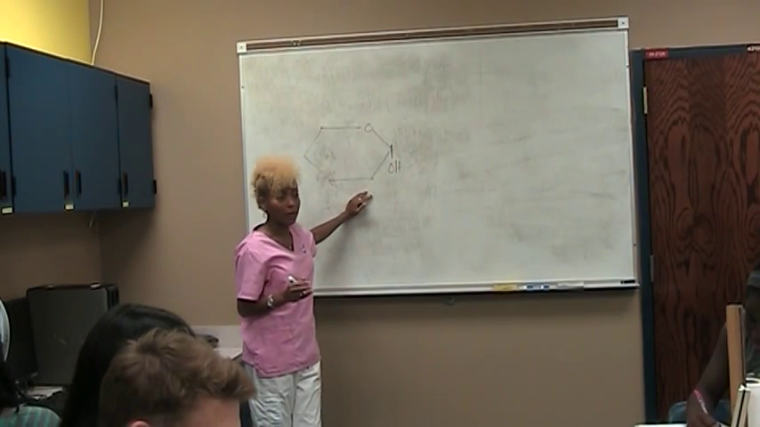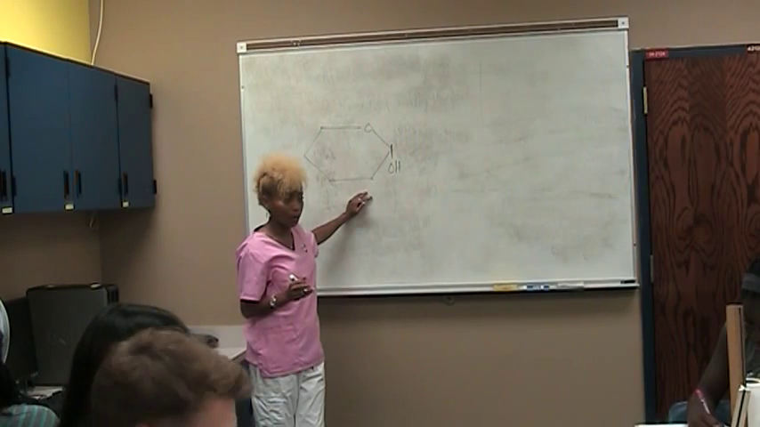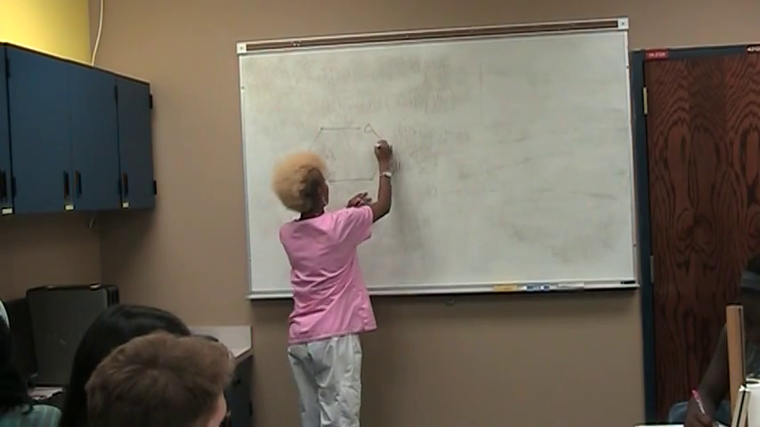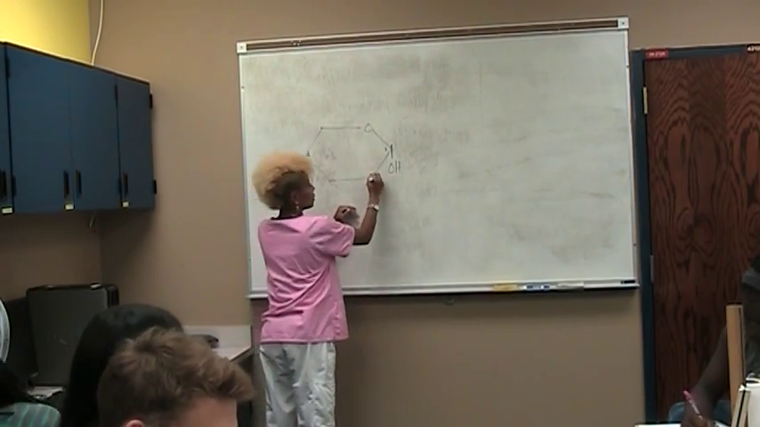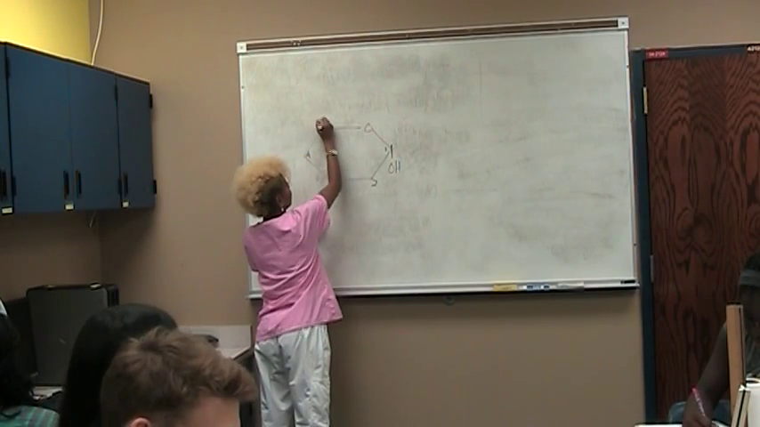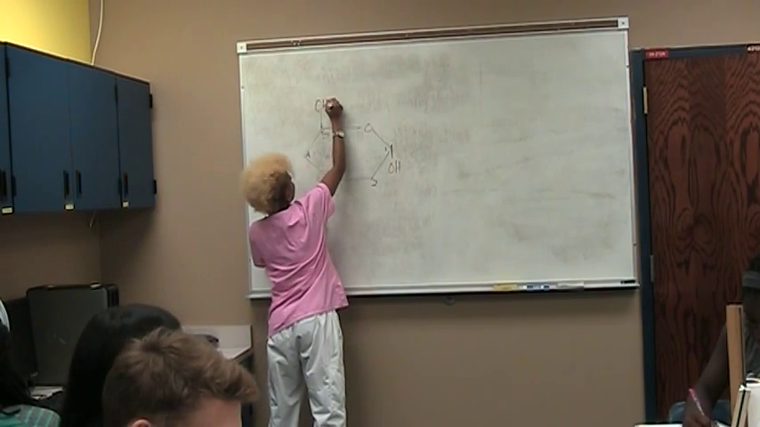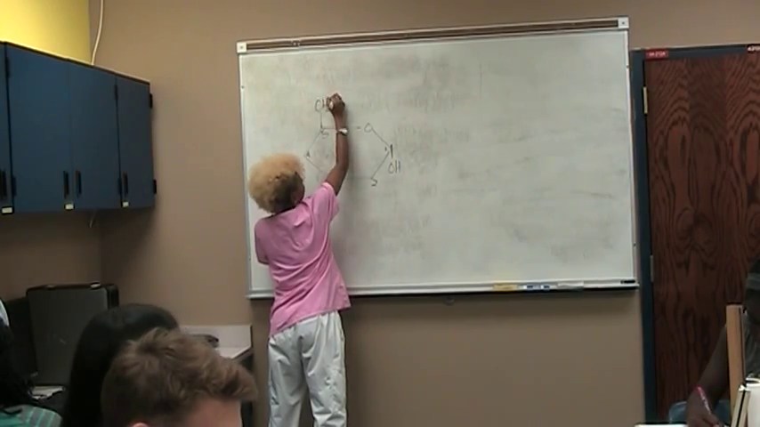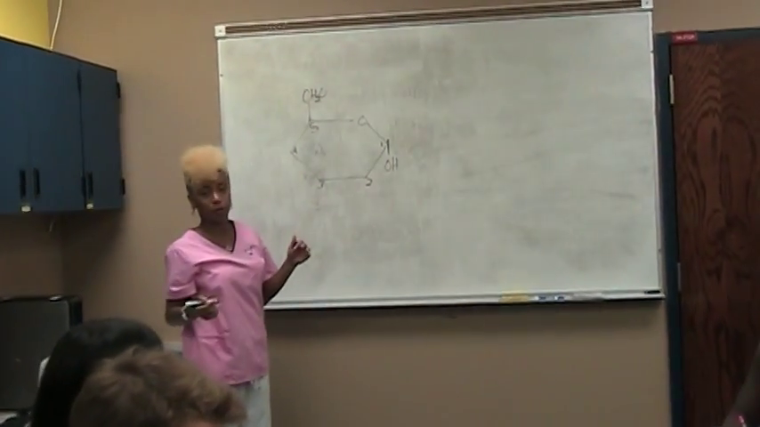Review, you guys remember how to number your carbons on your carbohydrates? Remember that's carbon 1, this is carbon 4, 2, 3, 5, and then 6 would be, that's not right, but I'm just saying. Alright, so 6 would be there.